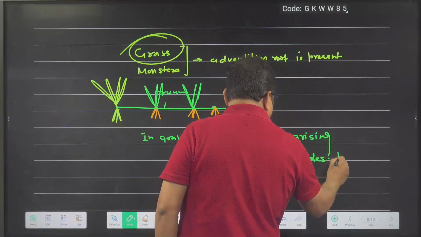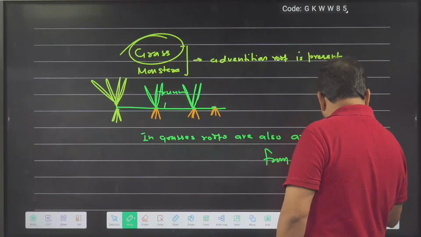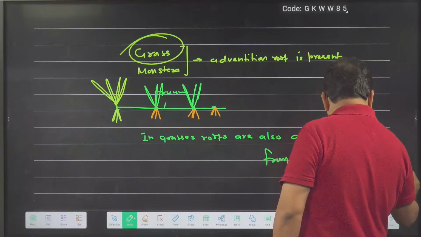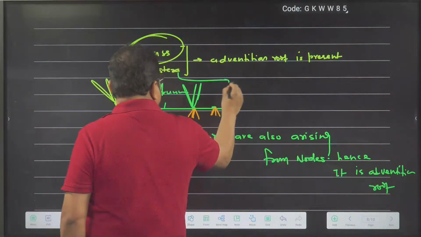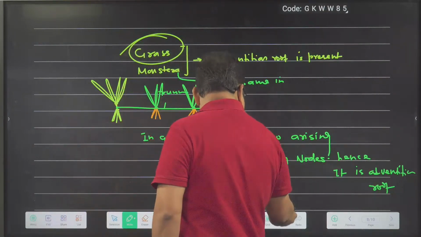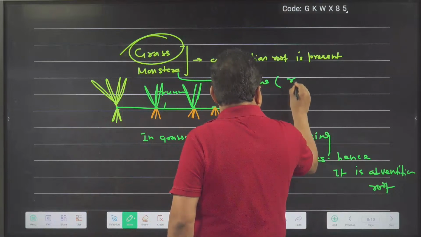Nodes. Hence, it is adventitious root. It is adventitious root. And same in monstera. Same. What happened? Root arising from nodes.